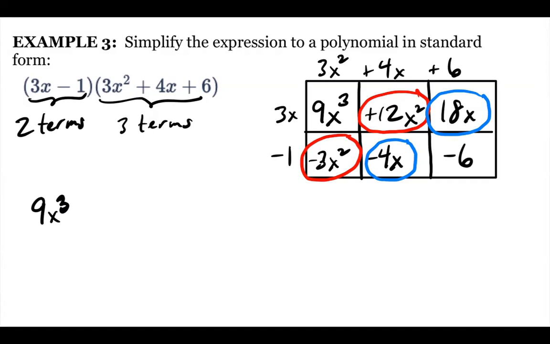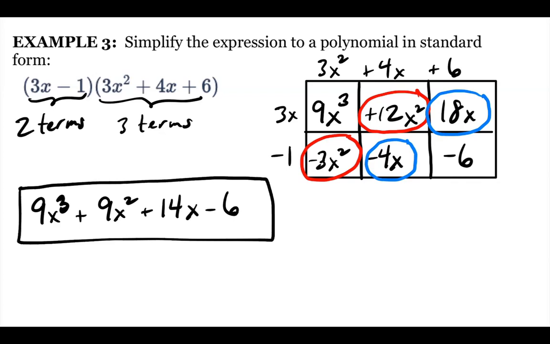So when I combine the reds, I get 9x squared plus 14x with the blues. And then the negative 6 is a lone wolf, just like the 9x cubed was. So it just gets written down like that. So we call this descending order.